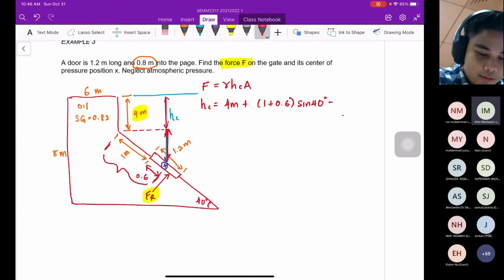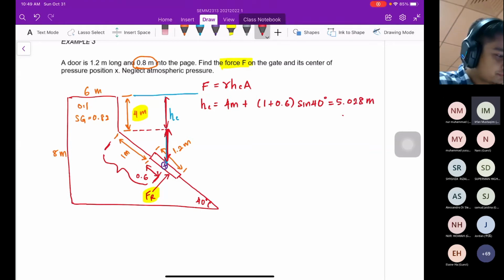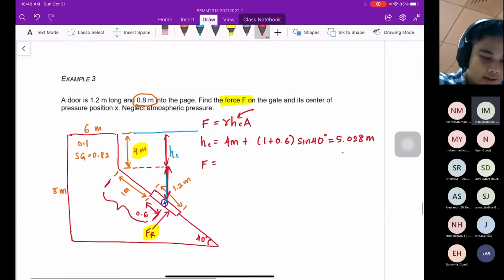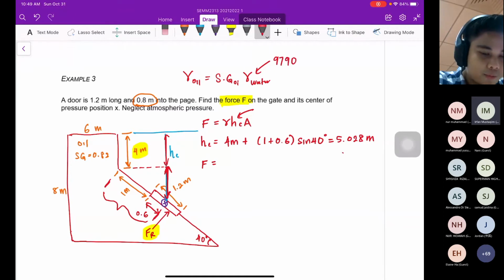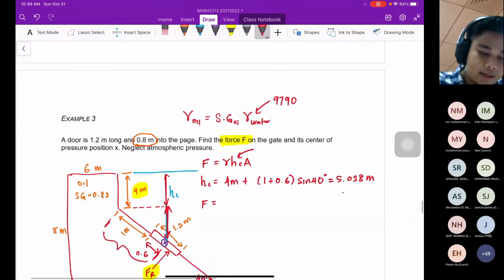Okay, so after calculation, we will get 5.028 meter. So we need to substitute the equation into H here. So F is equal to gamma of oil. This is oil here. In order to get gamma of oil, basically the specific gravity of oil must be multiplied with gamma of water. Gamma of water is basically 9790. How do I get this? Basically from here.